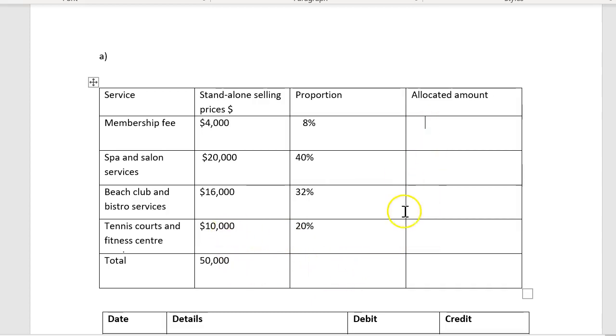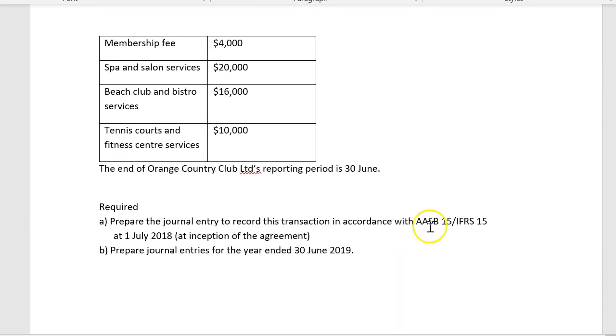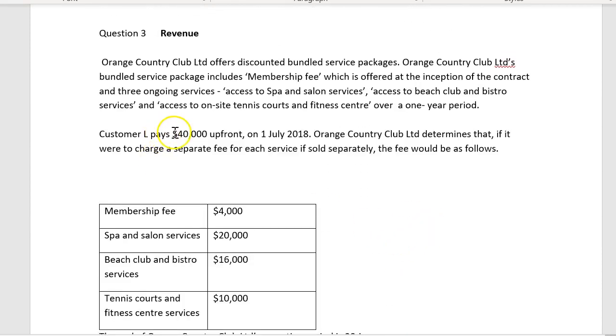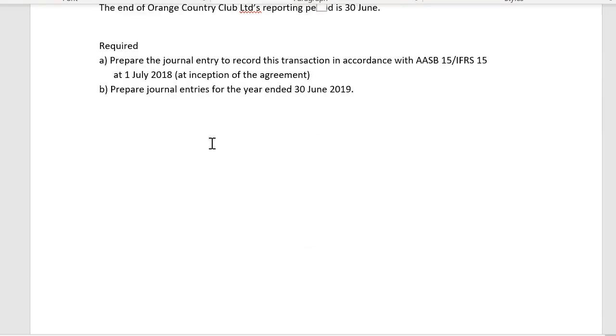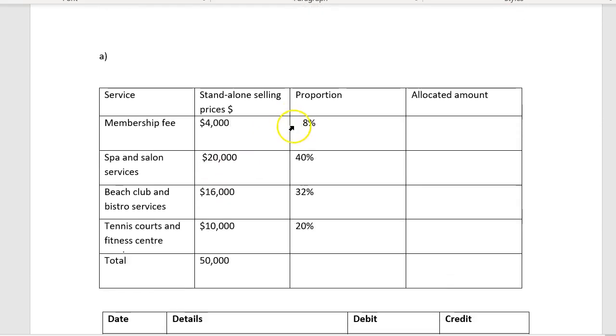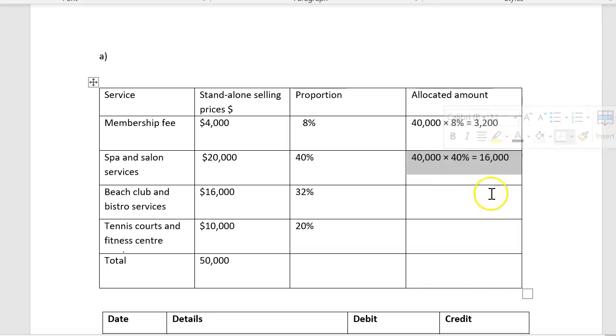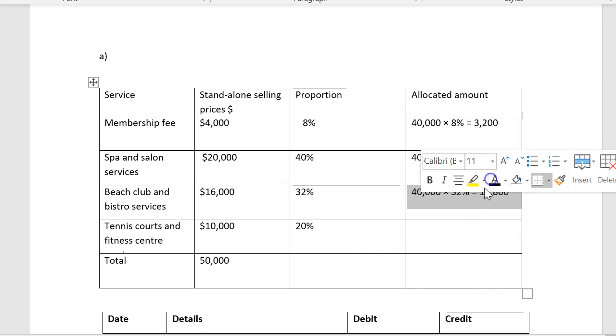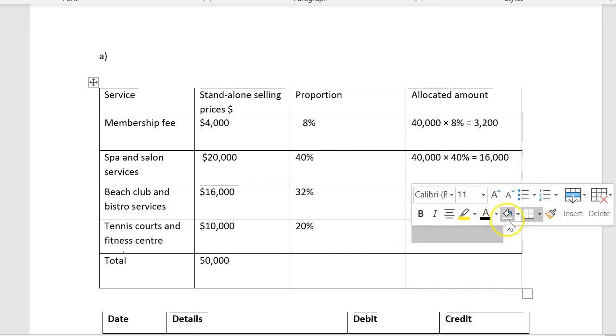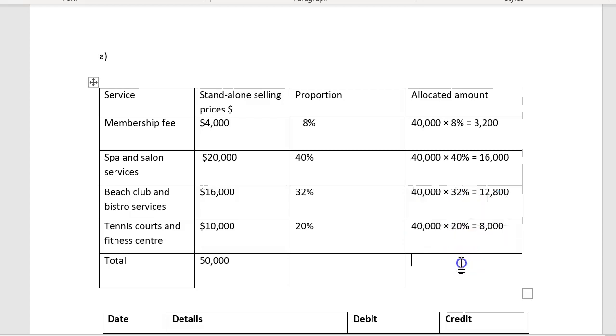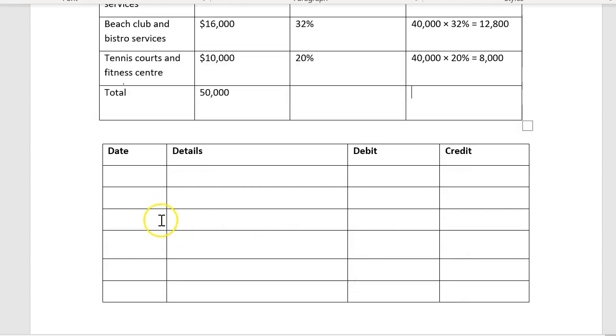So what you need to do is assign the total amount paid by the customer, the bundle payment, which is 40,000. You take 8% multiplied by 40,000, which gives you 3,200. 40,000 times 40% gives you 16,000. 40,000 times 32% gives you 12,800. 40,000 times 20% gives you 8,000.